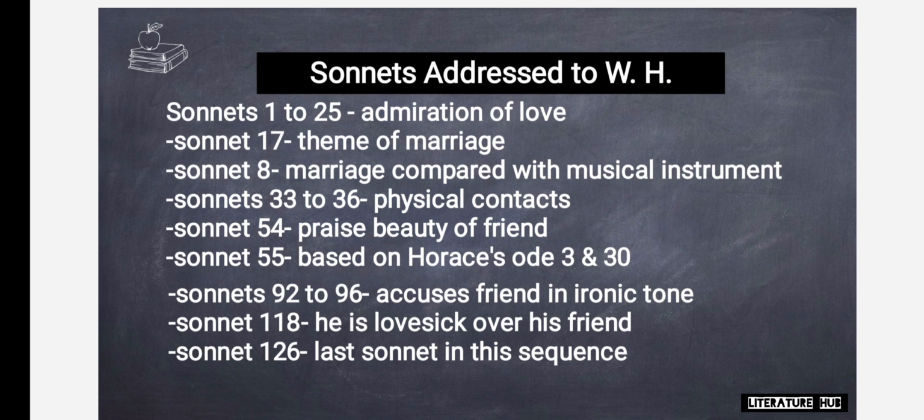In sonnets number 33 to 36, there is a physical context where his friend is locked up in the heart of the poet. In sonnet number 54, he admires the beauty of his friend. Sonnet number 55 is based on Horace, ode number 3 and 30. In sonnets number 92 to 96, he accuses his friend in an ironic tone.